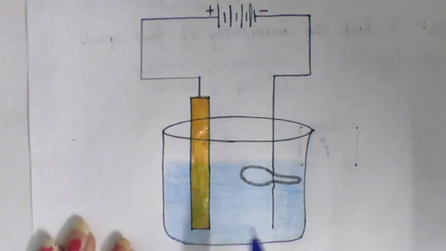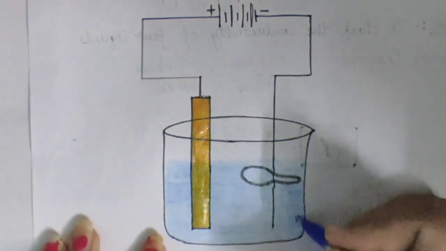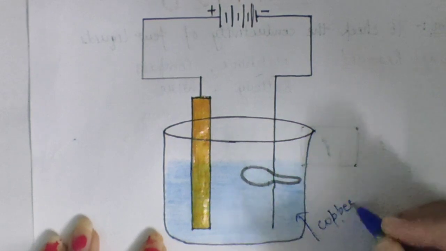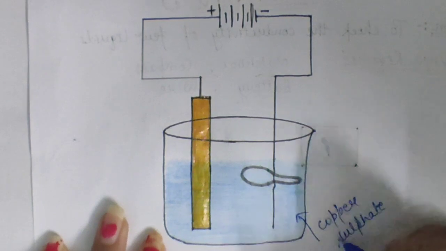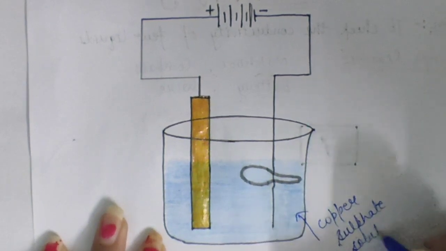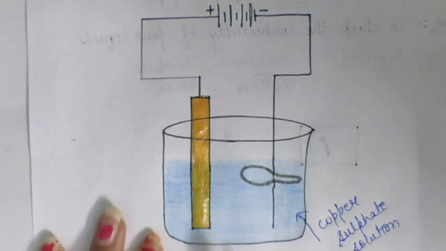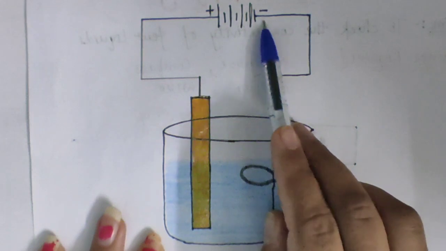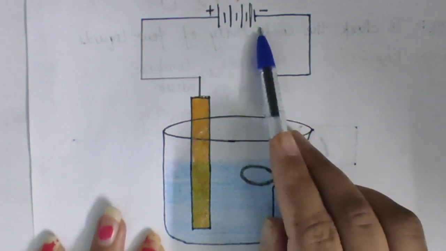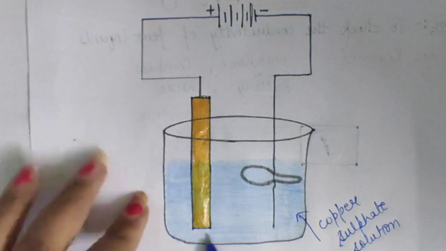First of all, take copper sulfate solution in a beaker. This copper sulfate solution is a conductive solution. Okay, this is a copper sulfate solution, and take an iron spoon. Okay, and connect the iron spoon which is to be electroplated to the negative terminal of the battery. Okay, and this is a copper strip.